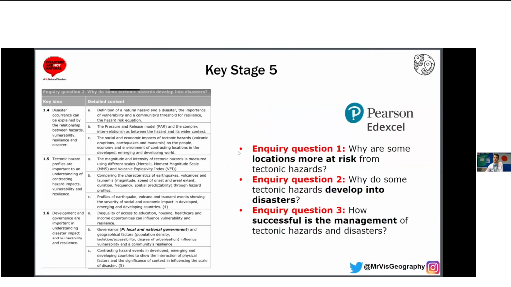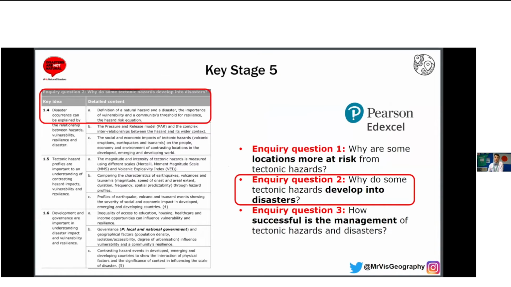And it's the same for Key Stage 5. So Key Stage 5, we do Edexcel exam board, which is a different exam board. And in inquiry question 2, for the physical geography aspect of the course, students need to learn about how tectonic hazards develop into a disaster. And so in there, they have to learn about the definition of a natural hazard. They're then down in 1.6, they have to learn about governance, understanding on the concept of vulnerability and resilience.